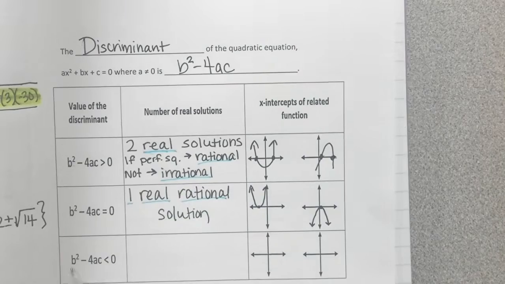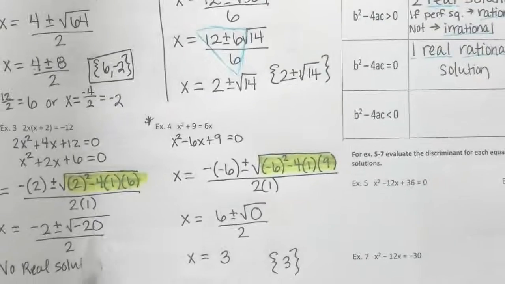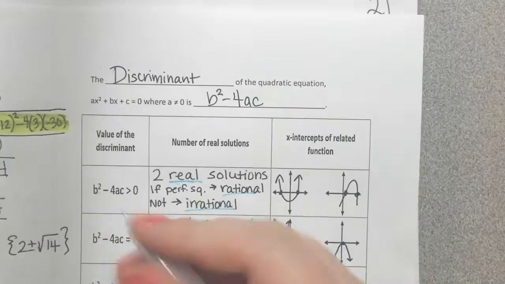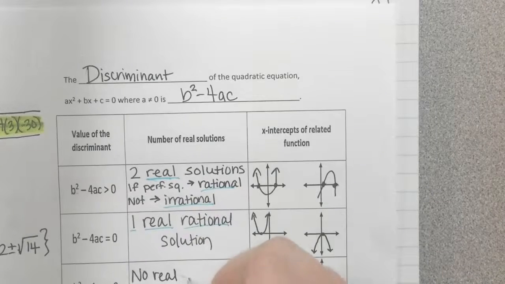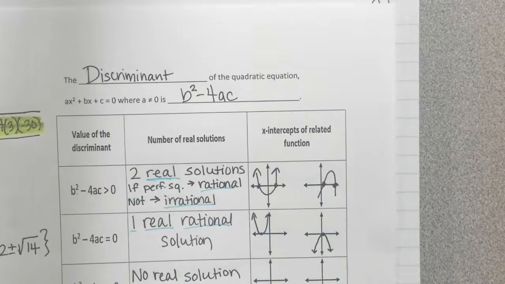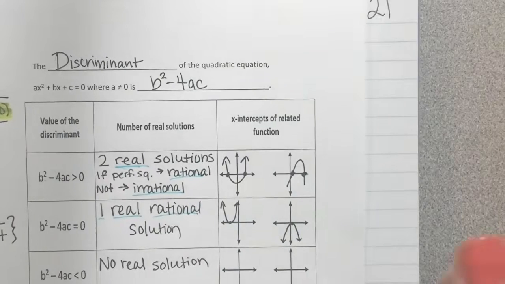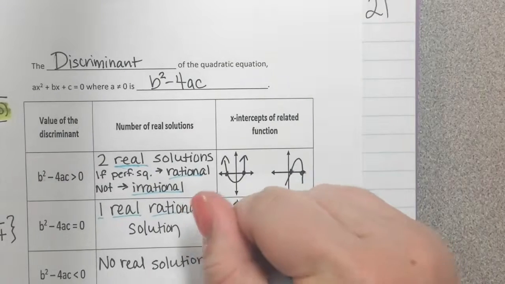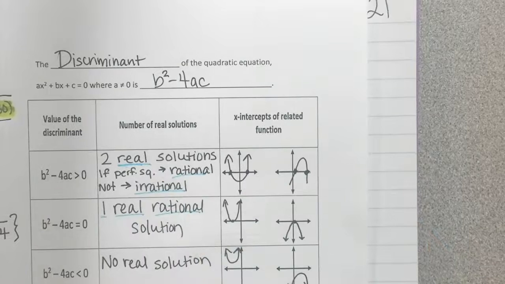And then b squared minus 4ac is less than 0, a negative number. That's example 3. No real solution. And we'll talk about what kind of solutions those are tomorrow. But that would just look like a parabola that never crosses the x-axis, just something that never touches.